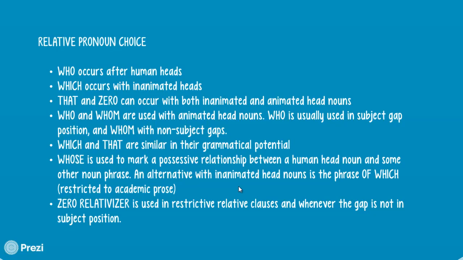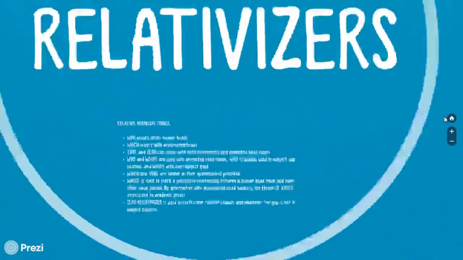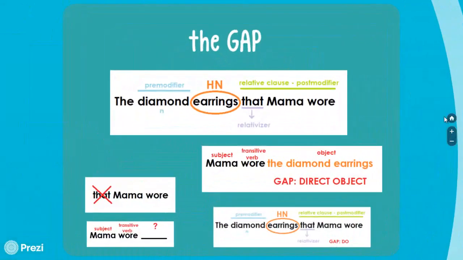The gap is the missing constituent or the element in the relative clause which corresponds in meaning to the head noun. All relative clauses have a missing element. This gap is the location of the missing constituent in the relative clause. We're going to see some examples to identify these gaps. Let's consider this example to show the gap position.